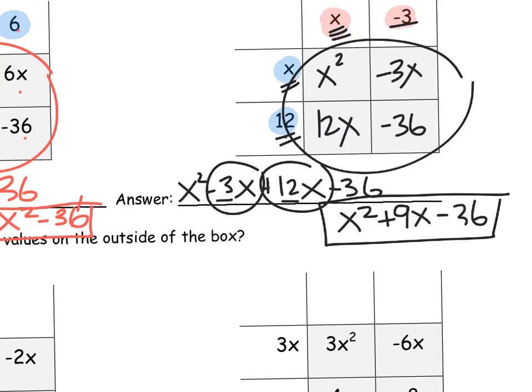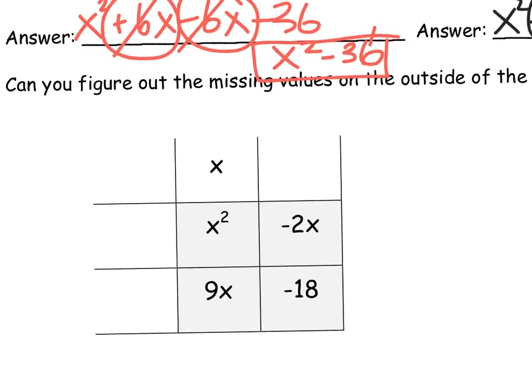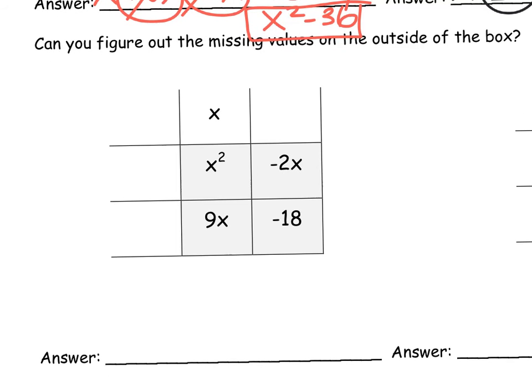All right, the last two we're going to do, they are already filled out for us. We just have to work backwards to figure out what makes this true. So what makes this true here would have to be an x, because x times x is x squared. This is a negative 2x, so this would have to be multiplied by negative 2, because x times negative 2 is negative 2x. All right, x times what number gives you 9x? That would be 9, and then 9 times negative 2 is negative 18.